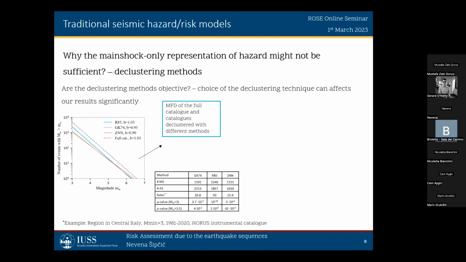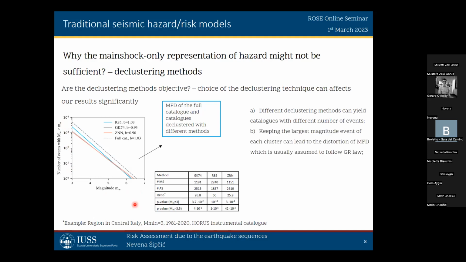These are the methods that are most usually used. And here on this figure, I'm showing the magnitude frequency distribution of the full catalog, the dashed line, and in different colors, I'm showing these three methods. And this is basically the Gutenberg-Richter law fitted to the data. The first thing that you can observe is that the different declustering methods will give us catalogs that have different numbers of events. So depending on the choice of the declustering method, we will end up with catalogs that have a different number of events.